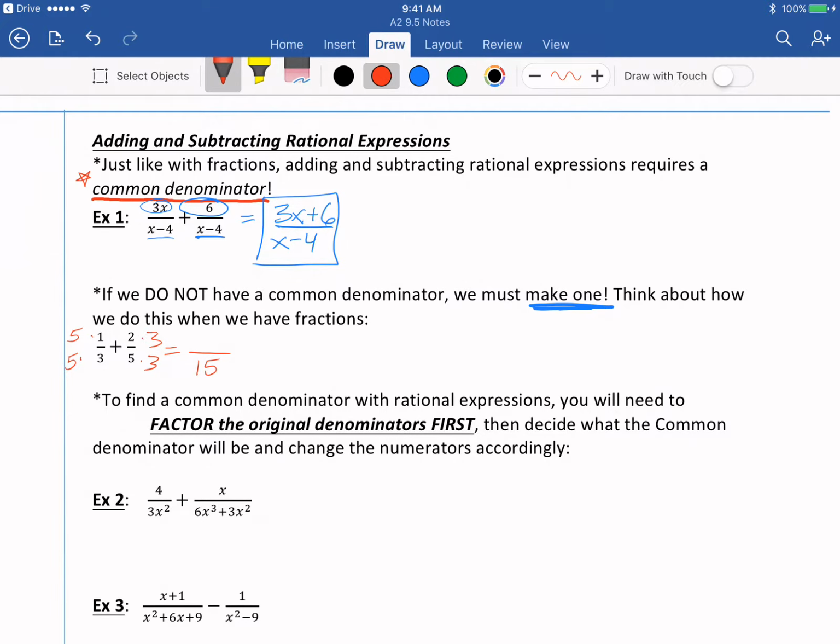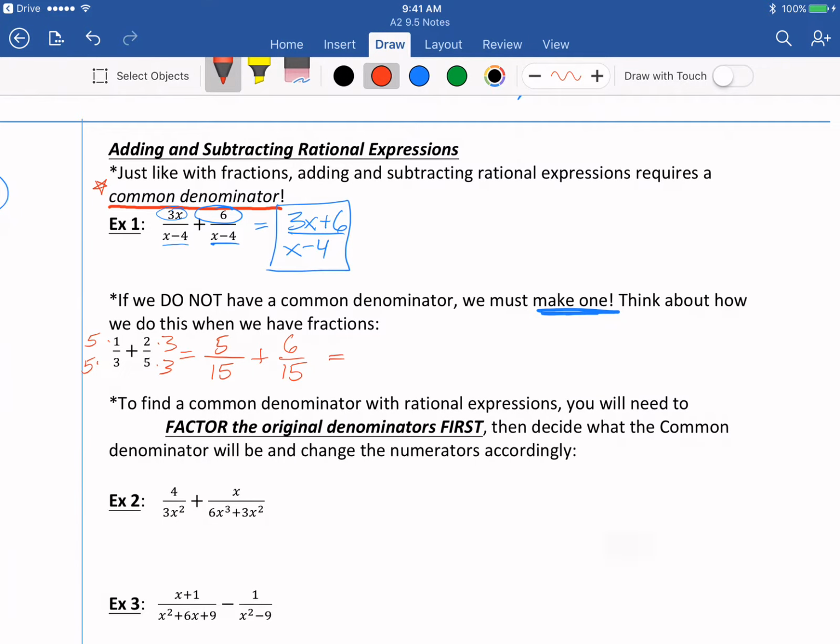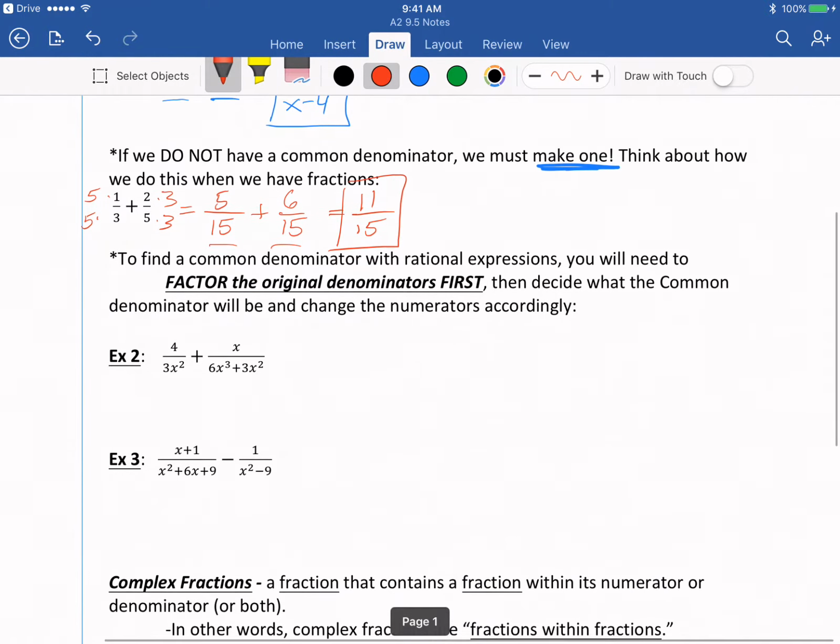Same thing here. So this is going to be 5 over 15 plus 6 over 15. Now if I add them together, I get 11 on the top and 15 on the bottom. So get those common denominators, then you can add them together. To find a common denominator with rational expressions, you need to factor first. That's going to be key. And then decide what the common denominator will be.